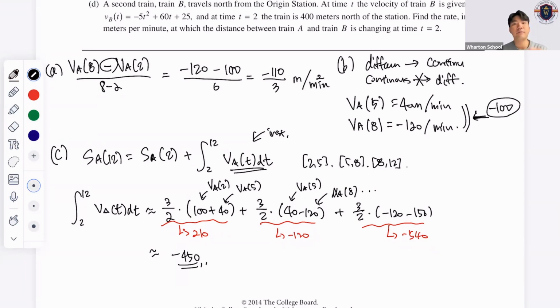We just calculated from the definite interval from 2 to 12, so we need to add the original value, since we're starting from here at t equals 2. The speed of train A at time t equals 2 was 300. So the final answer is going to be 300 minus 450, which is equal to 150. Right? So this is the answer to question C.